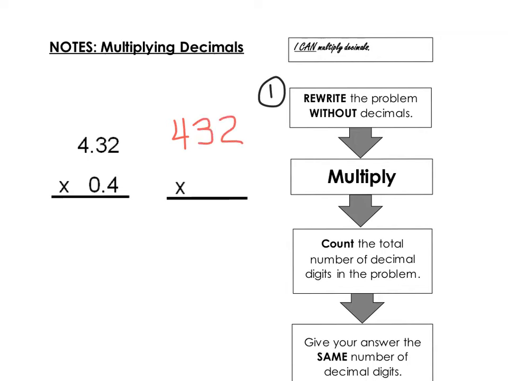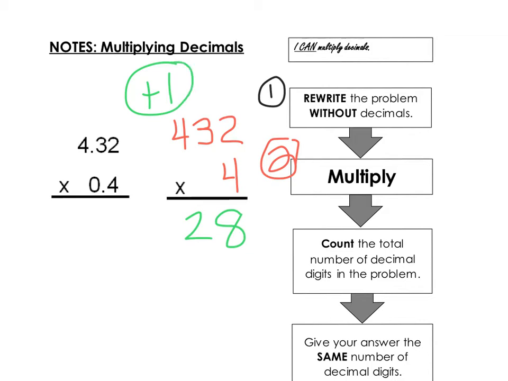So I'm going to come over here and write 432. All I did was take out the decimal times 4. Now, the 0 in front isn't really going to make a difference. I just need to remember that there is a decimal place in front of the 4. Okay, now the next thing I'm going to do, step 2, is we're just going to multiply. So 2 times 4, 8. 4 times 3 is 12 plus the 1. 4 times 4 is 16 plus 1 is 17. So we get 1,728.